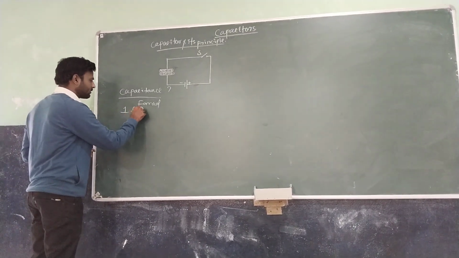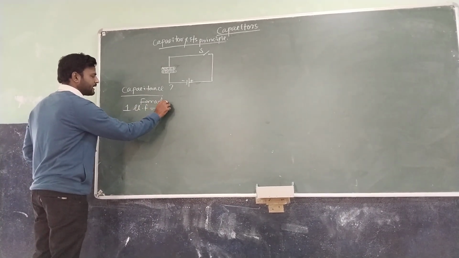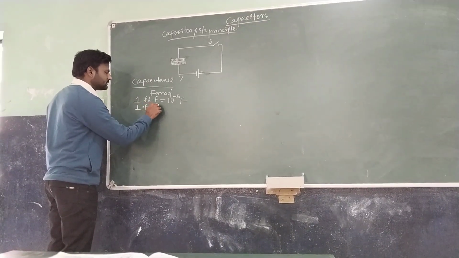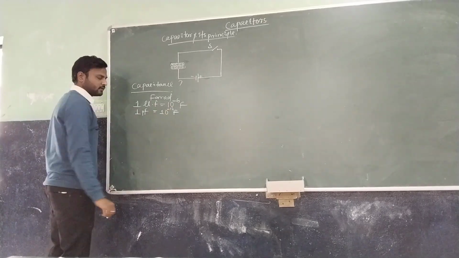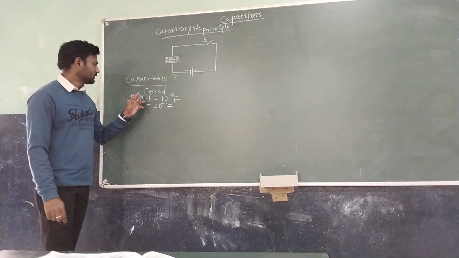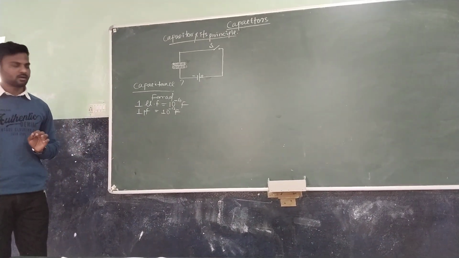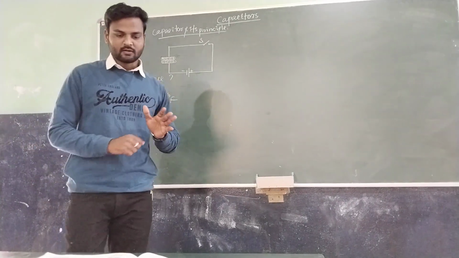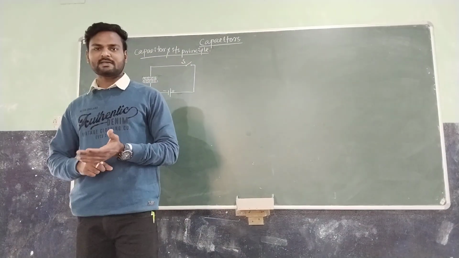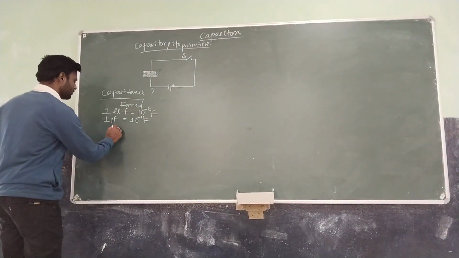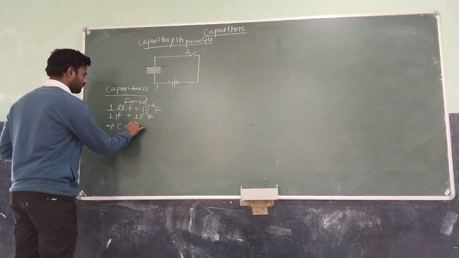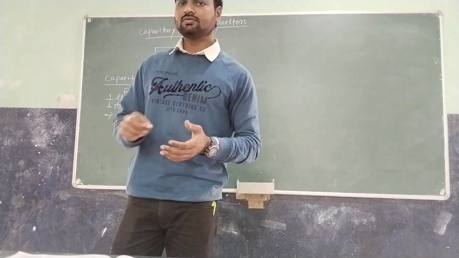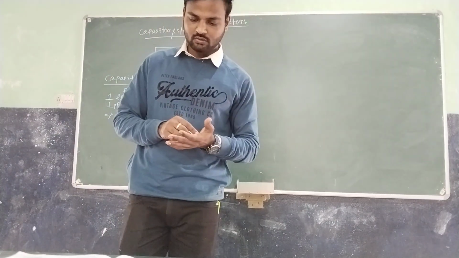So 1 microfarad is equal to 10 to the power minus 6 farad. And 1 picofarad is equal to 10 to the power minus 12 farad. So the farad is the unit of capacitance. Capacitance C is equal to Q by V. C is equal to Q by V. As you know, 1 microfarad is 10 to the power minus 6 farad, and 1 picofarad is 10 to the power minus 12 farad.